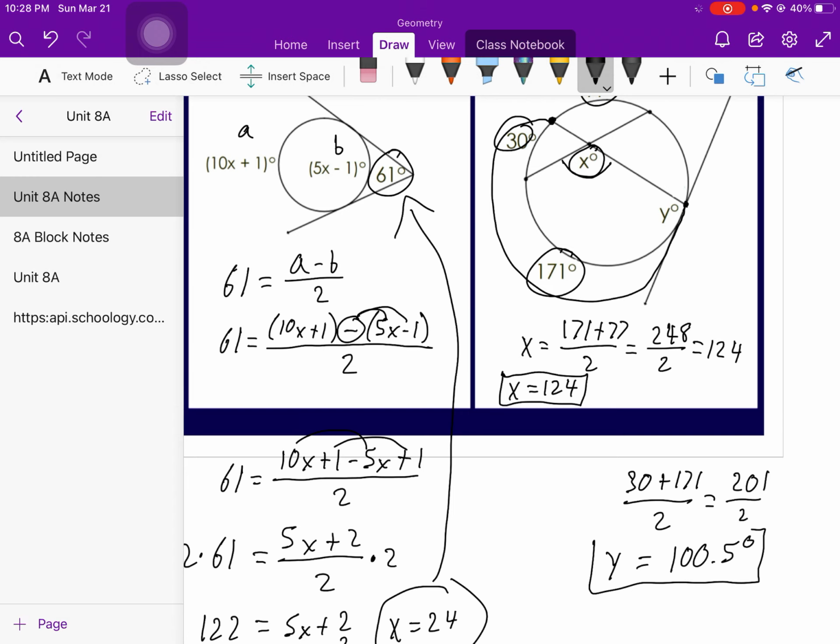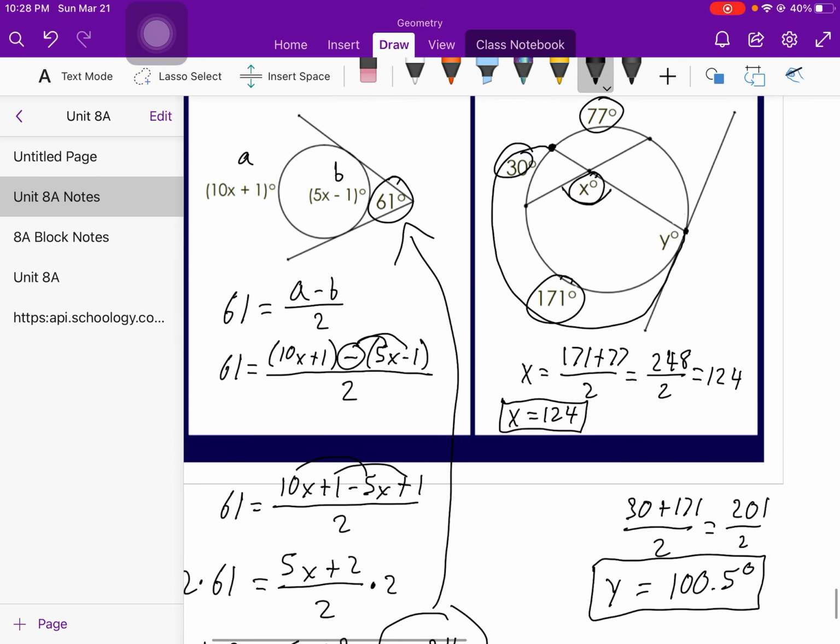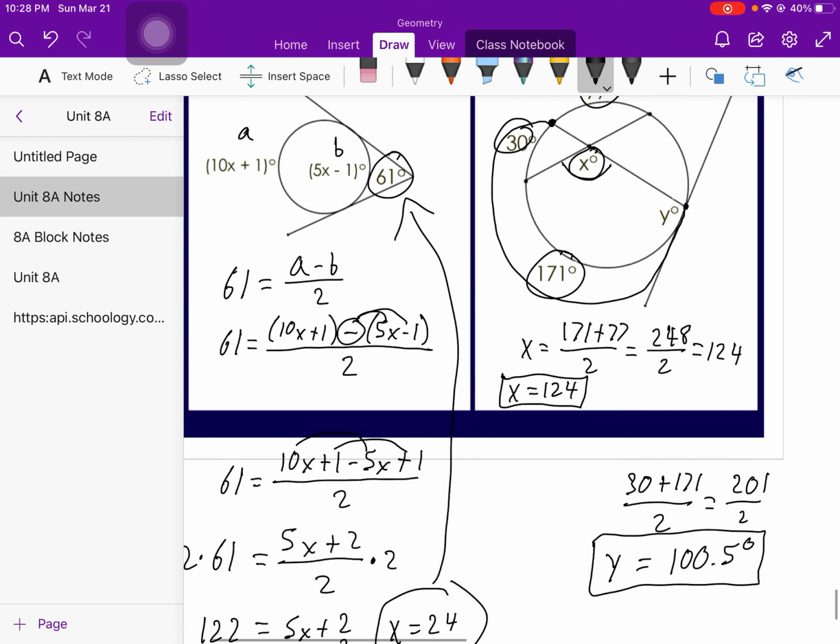And looking at y, that does look like an angle that's bigger than 90 degrees, but not drastically larger. So it seems like a reasonable answer.